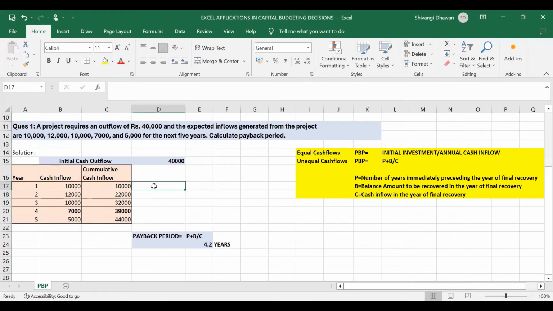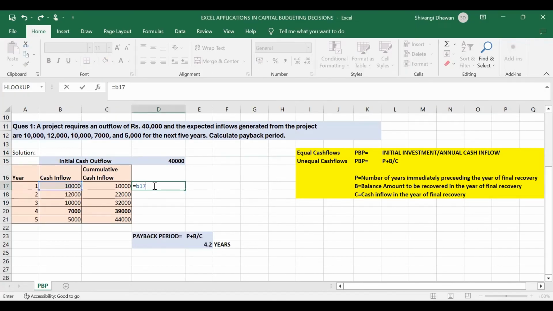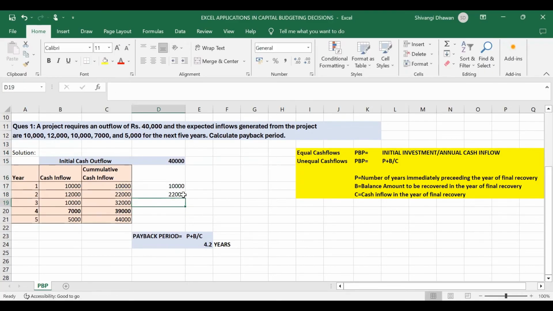So for your understanding, I am doing it again. So here it is B17, that is this one, and we have written this like 10,000, and for the second value, it will be this plus this and enter. And for the other values, you can just drag it down and you'll get all the values like this. So this is how we do it.